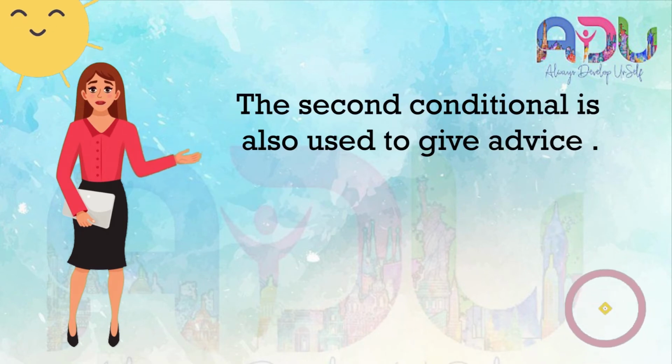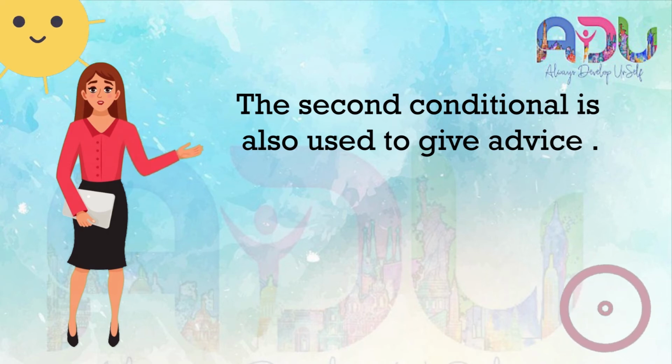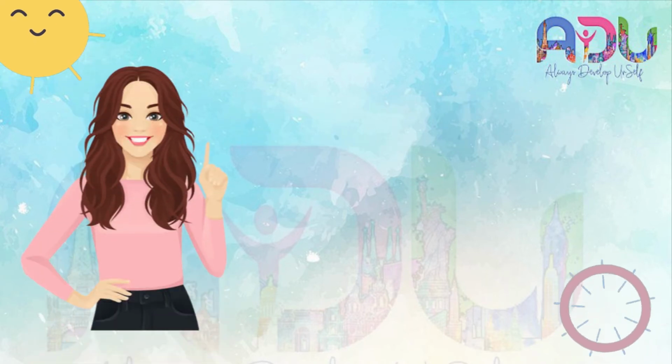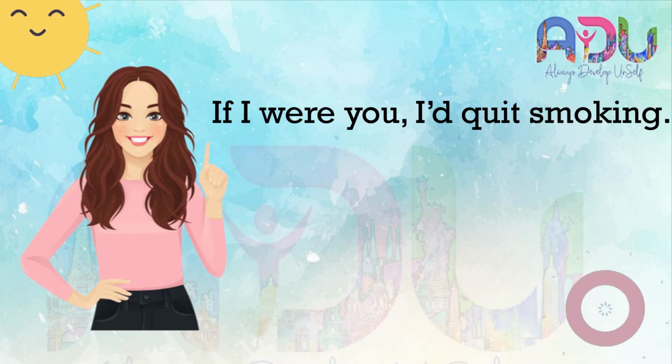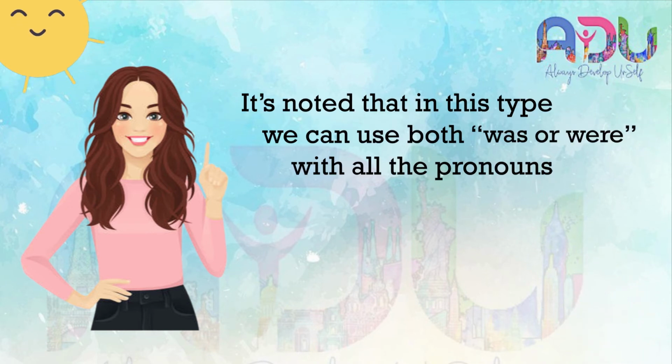The second conditional is also used to give advice. For example, if I were you, I'd quit smoking. It is noted that in this type we can use both was or were with all the pronouns.